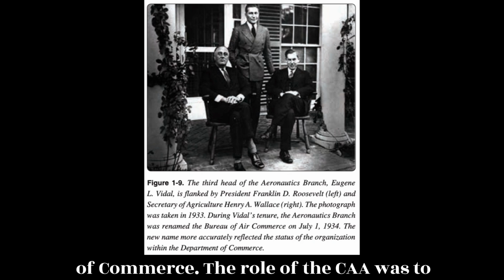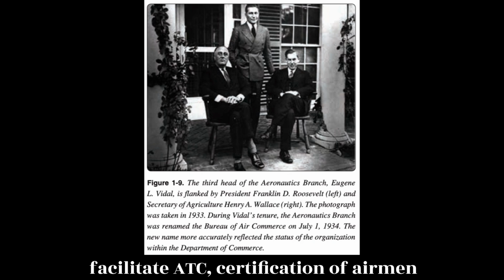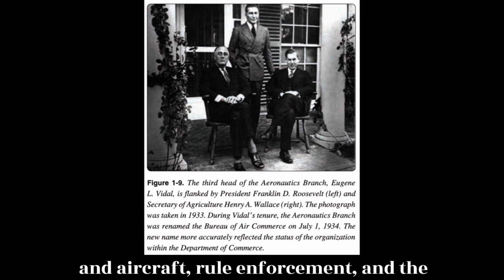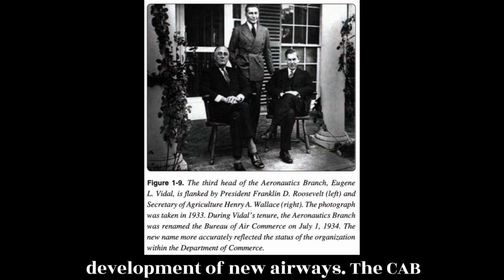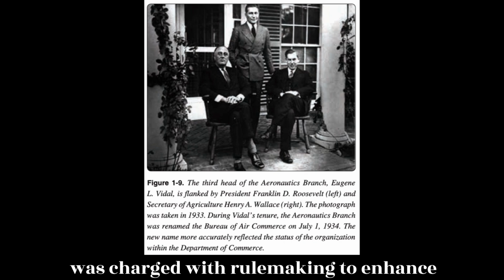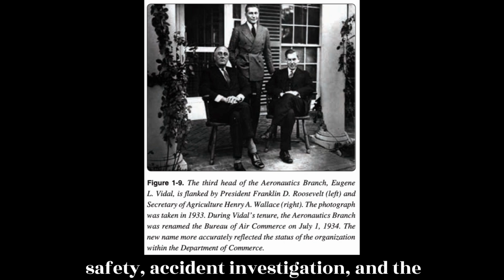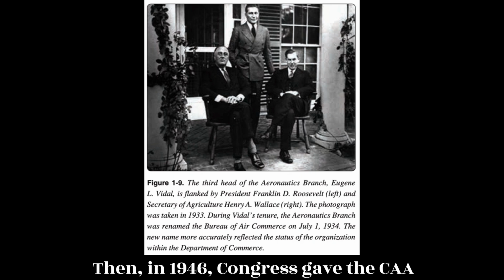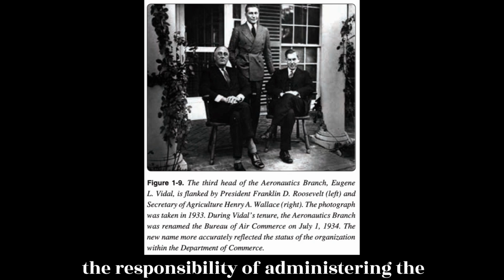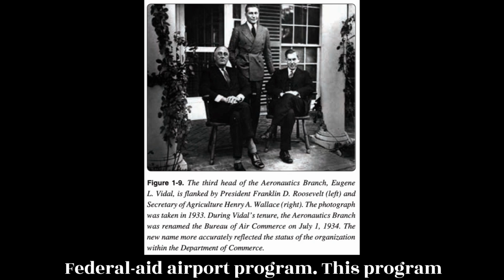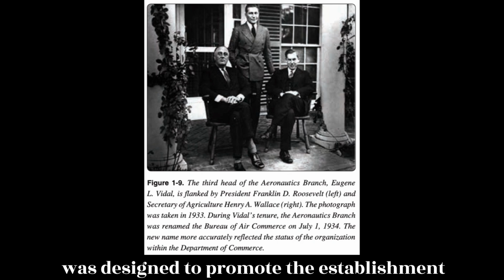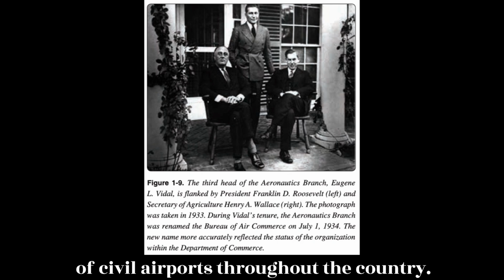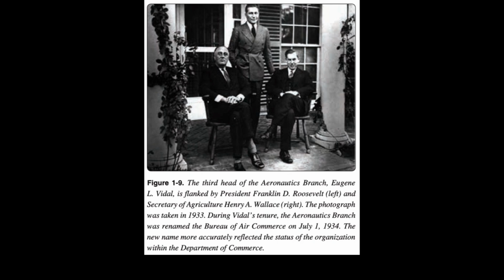The role of the CAA was to facilitate ATC, certification of airmen and aircraft, rule enforcement, and the development of new airways. The CAB was charged with rule-making to enhance safety, accident investigation, and the economic regulation of the airlines. Then in 1946, Congress gave the CAA the responsibility of administering the Federal Aid Airport Program. This program was designed to promote the establishment of civil airports throughout the country. End of page 1 to 5.